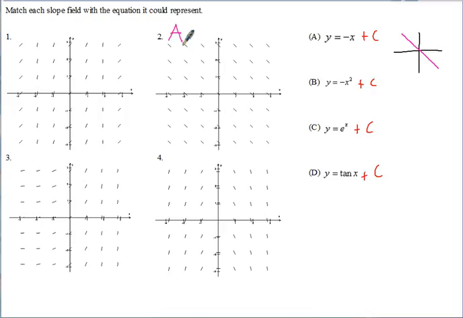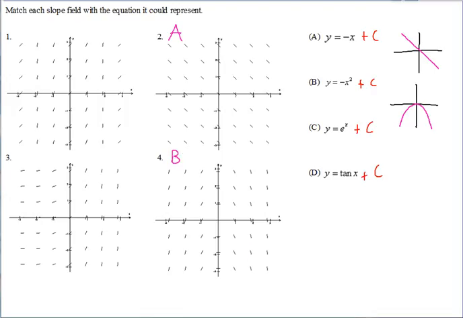And then B, so we've got -x² plus c. Well, that would be a parabola that opens down with a negative. So it looks something like this. See which one of those could fit an upside down parabola. This one, that's going up the wrong way. This one, no. This one, yeah. Let's see if that fits. That would be B.